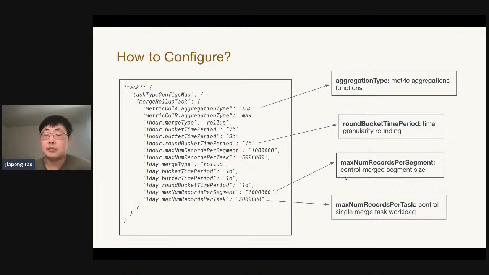For example, if we want to merge all the data for 1 month, we probably want to split the output segments, so we can use this config to control the size of the segment. Also, the max number of records per task controls the single merge task workload. Again, if we want to merge 1 month's data, we don't want a single task to have too much workload, so we can use this parameter to split the workload into multiple tasks.